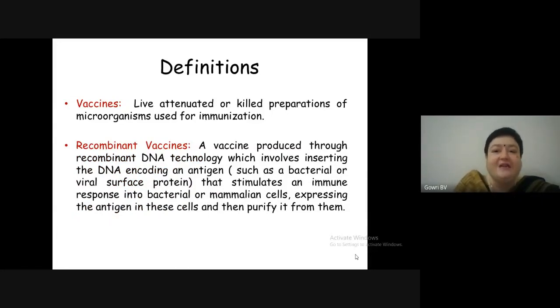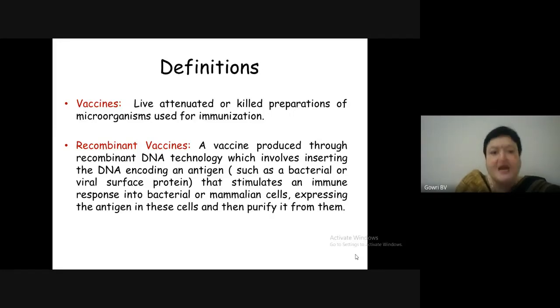A vaccine produced through recombinant DNA technology, which involves inserting the DNA encoding an antigen, specifically maybe a bacterial or viral surface protein that stimulates an immune response, into bacterial or mammalian cells, expressing the antigen in these cells and then purifying it from them.